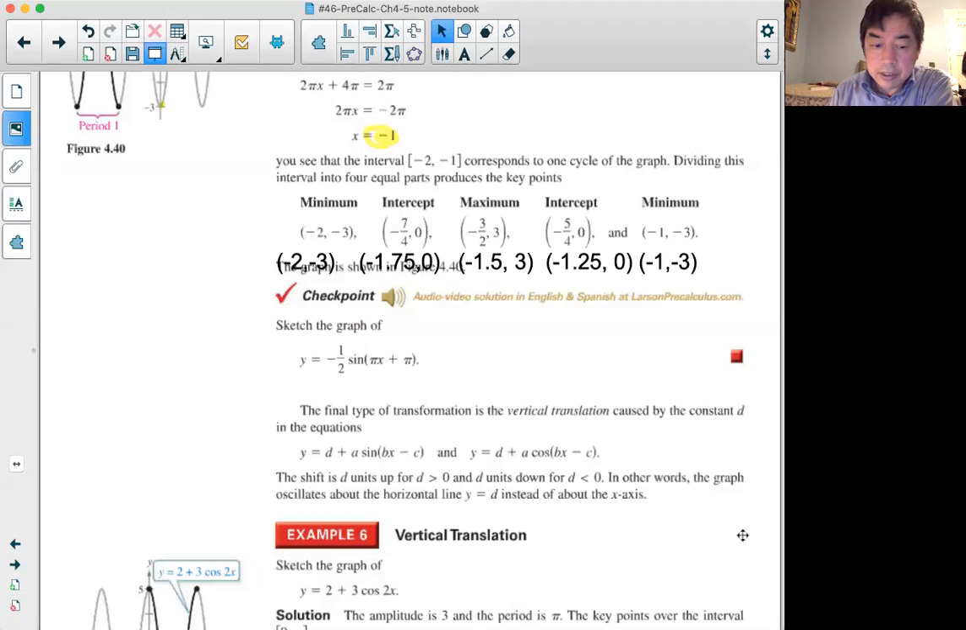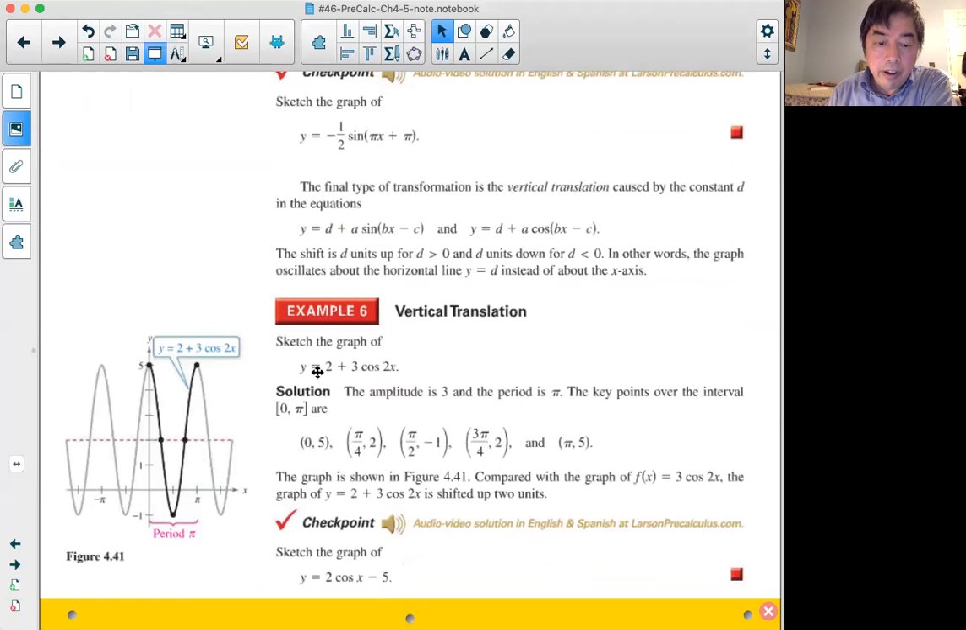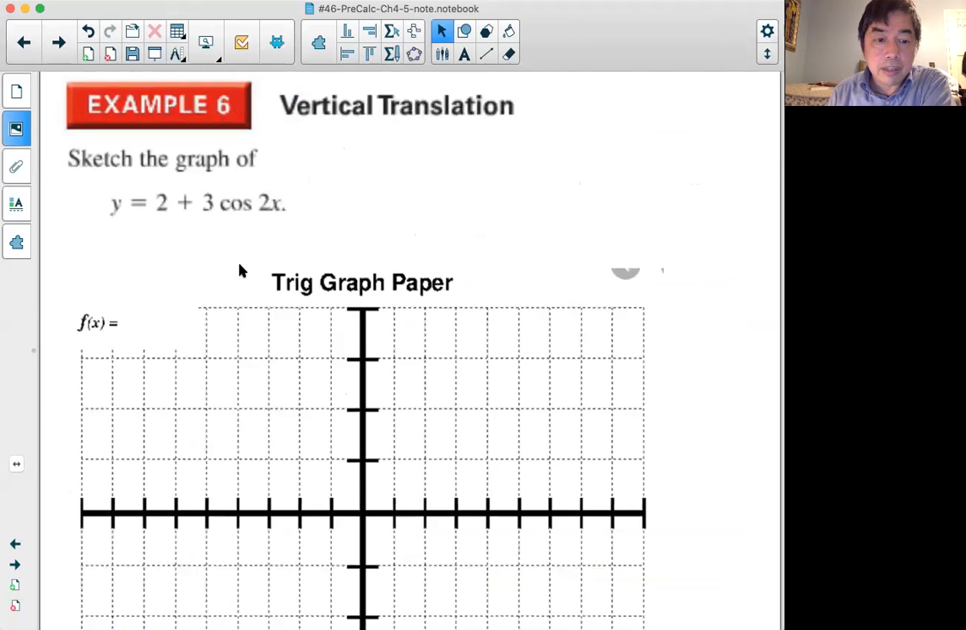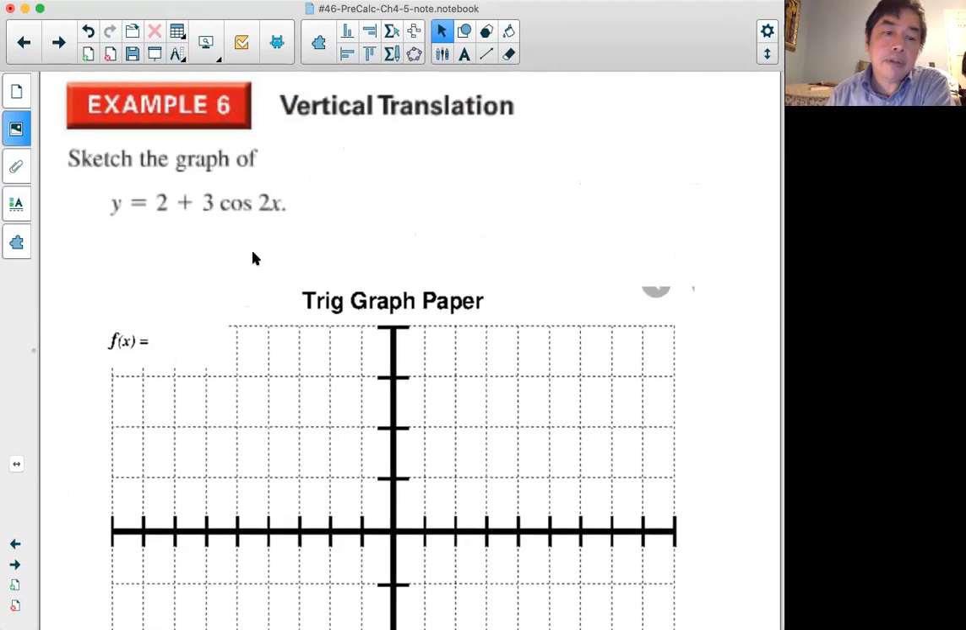The second part of assignment 46, vertical shift. So let me cut and paste vertical shift, example 6, and I get the graph paper here.